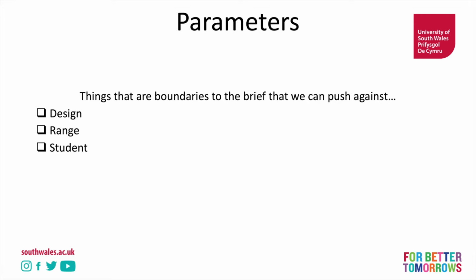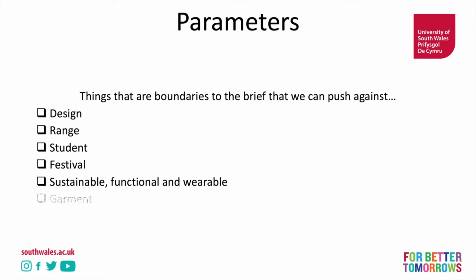Now we have to have a range, but we get to define what kind of range that is. It says that it's for a student, but we get to define what kind of student it is. A primary school student, a university student, a further education student, a student of life. It says it has to be for a festival, but we can define what kind of festival. The clothes you wear to a maths festival are different to the ones you wear to a music festival. It says it has to be sustainable, functional, and wearable. Now, again, these are boundaries. What does functional mean? What does wearable mean? And what does sustainable mean in the context of this brief? Now, we also get to define this parameter here.